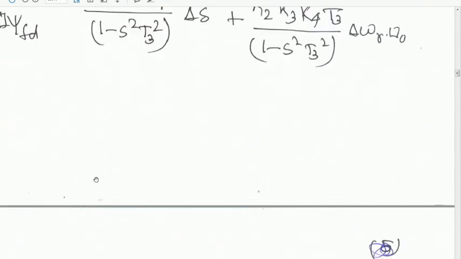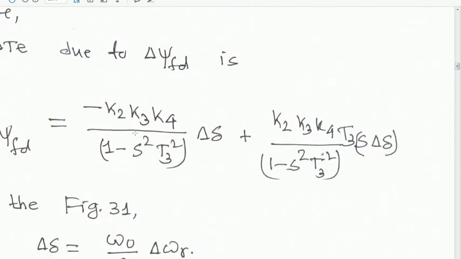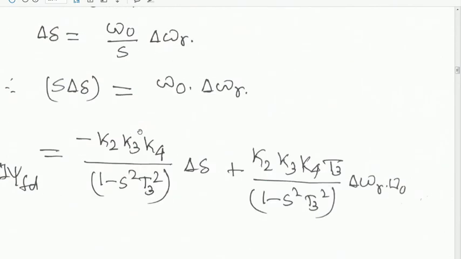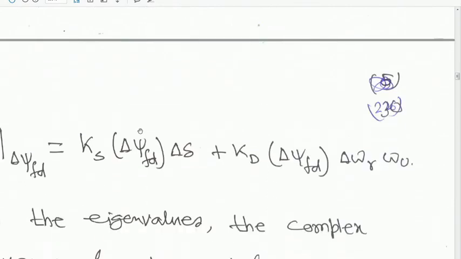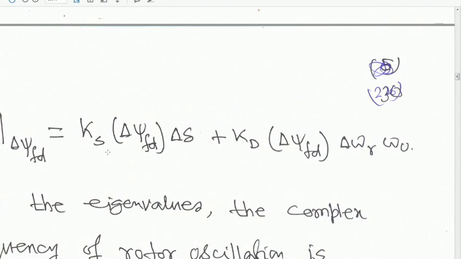Now, this is a simple thing, just go back to your figure 31. Again and again I am not going to repeat it; when you listen to this, just keep figure 31 in front of you. Therefore, this can be written as delta T due to delta psi f d equals K s due to delta psi f d into delta delta plus K d, the damping part, delta psi f d. K s is the synchronizing torque coefficient and K d is the damping torque coefficient. K d into delta omega r into omega 0, where omega 0 is your 2 pi f 0.